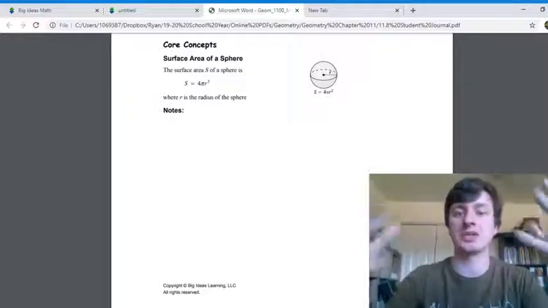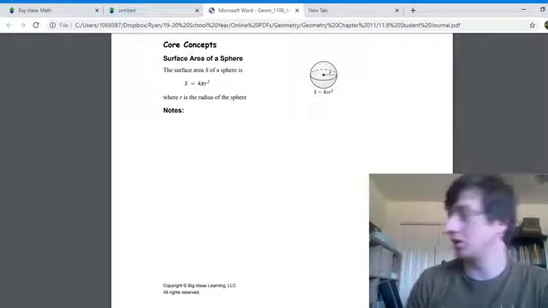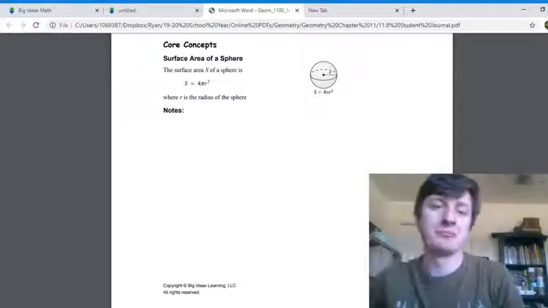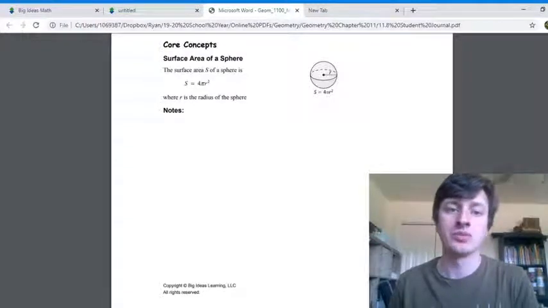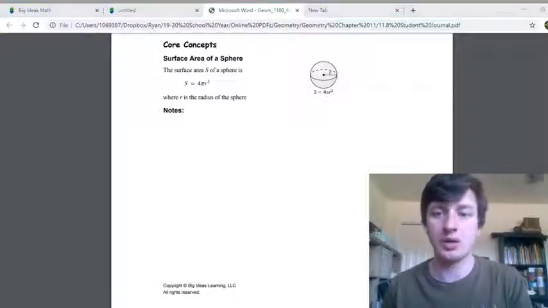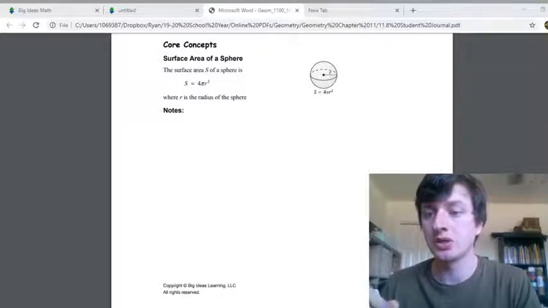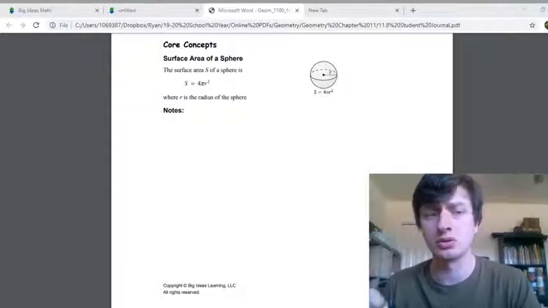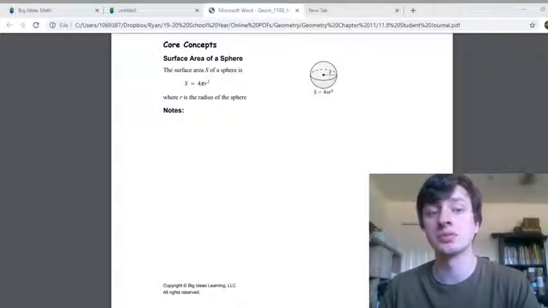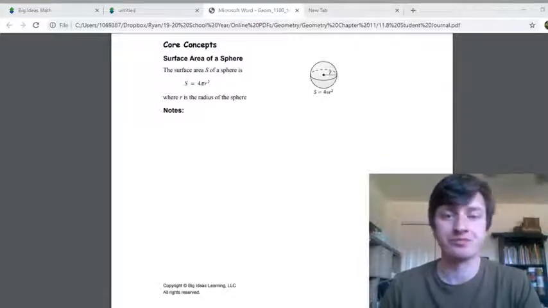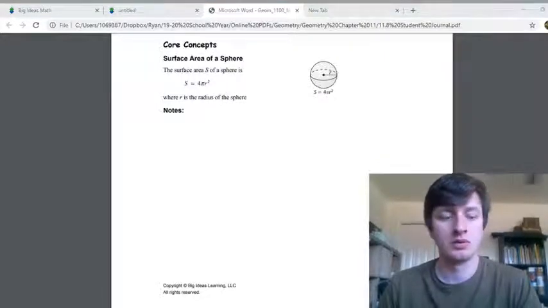It's the outside space, and our formula is, marker. Surface area is 4 pi r squared. So pi r squared gives us an area. Pi r squared is just the area of the circle. Well, 4 of those circles would be the surface area, the area that covers the sphere. Okay.